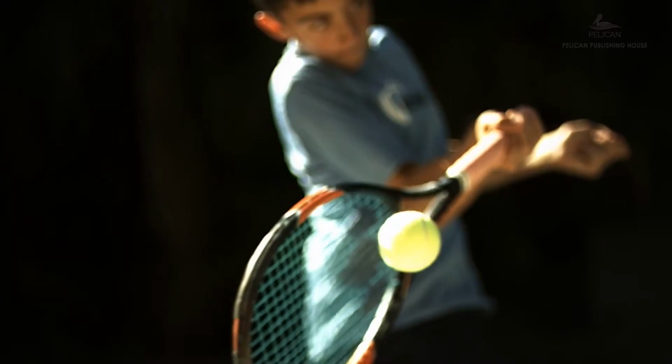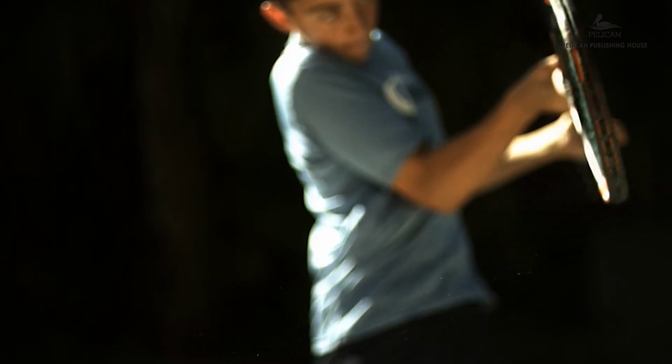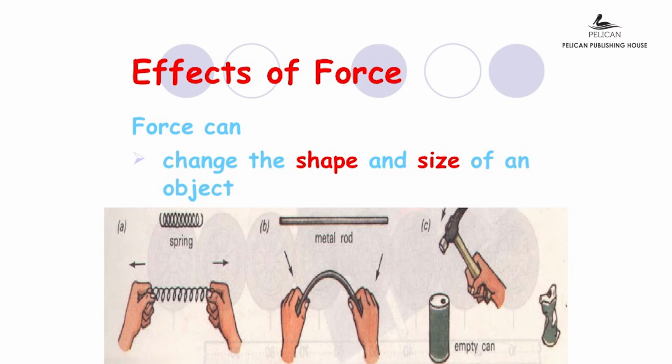Force can make an object change direction. When we hit a tennis ball coming towards us, we change its direction by sending it back. Force can change the shape of an object. While kneading dough or crumpling paper, we're changing the shape of the object.